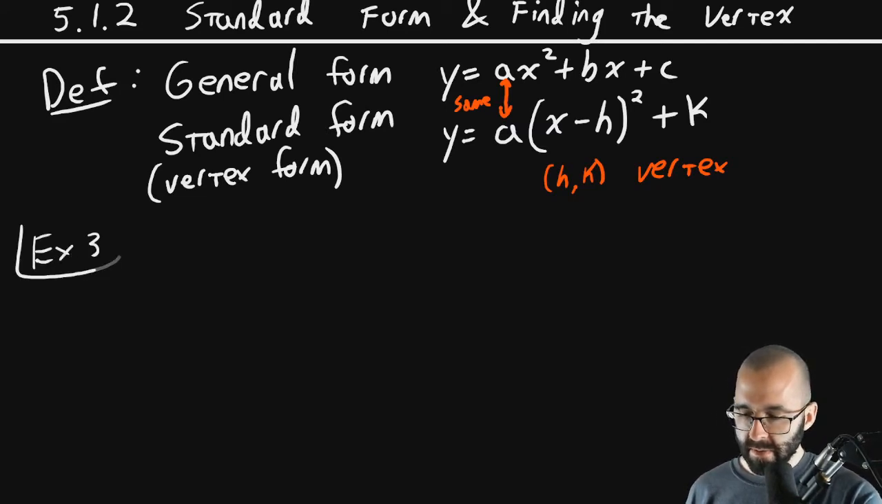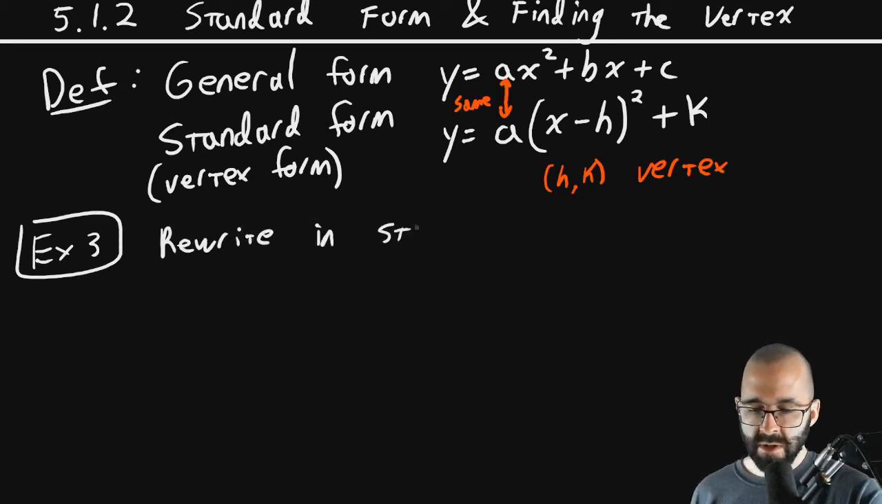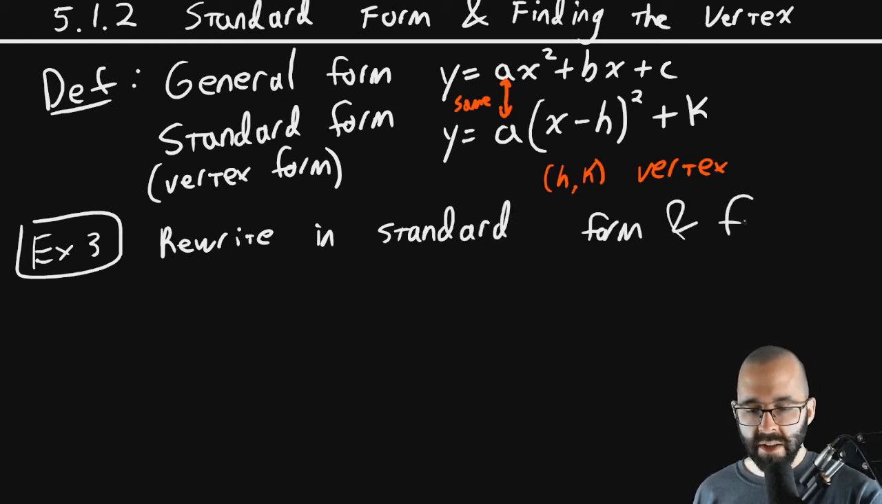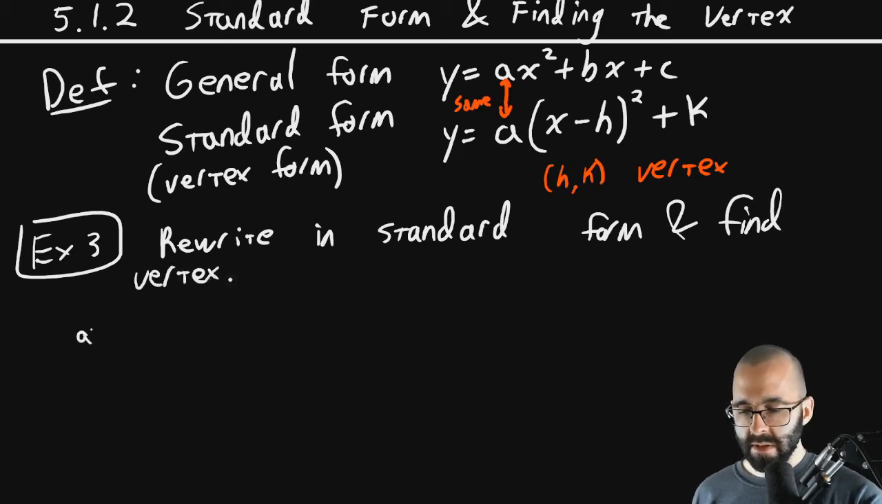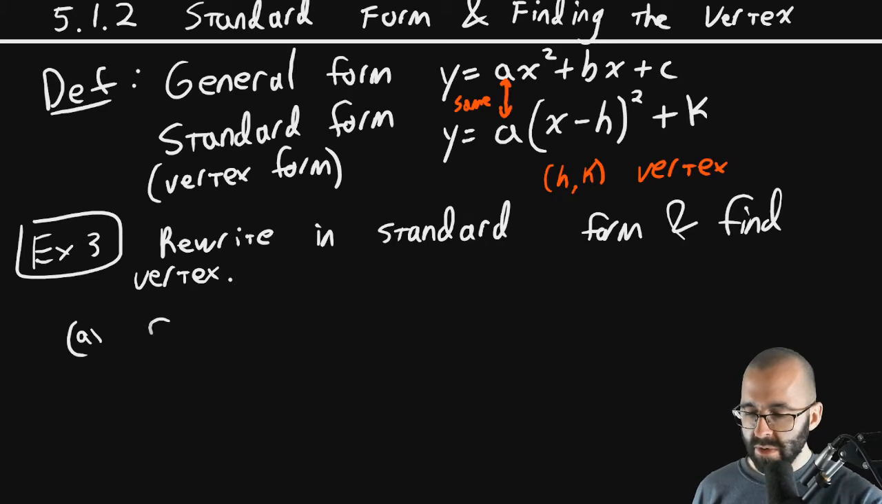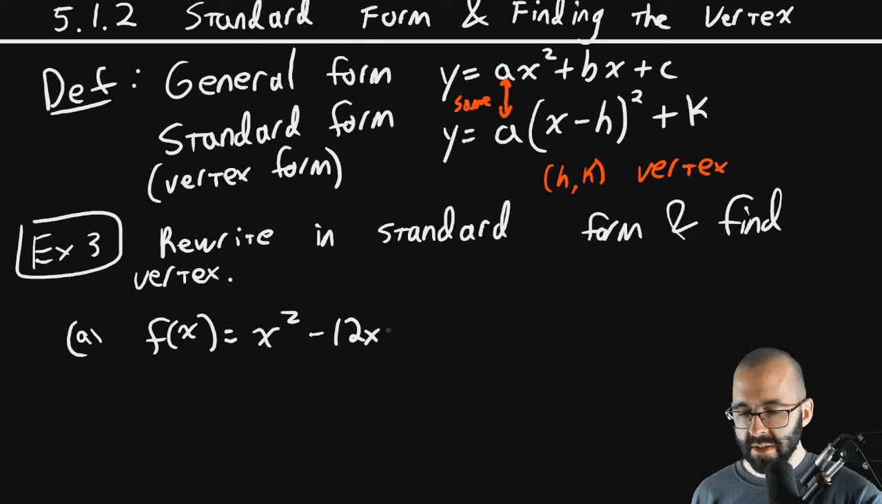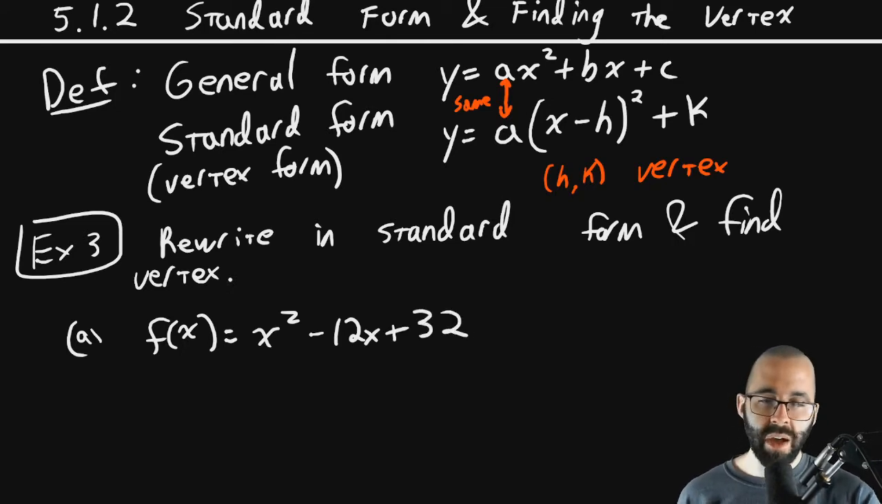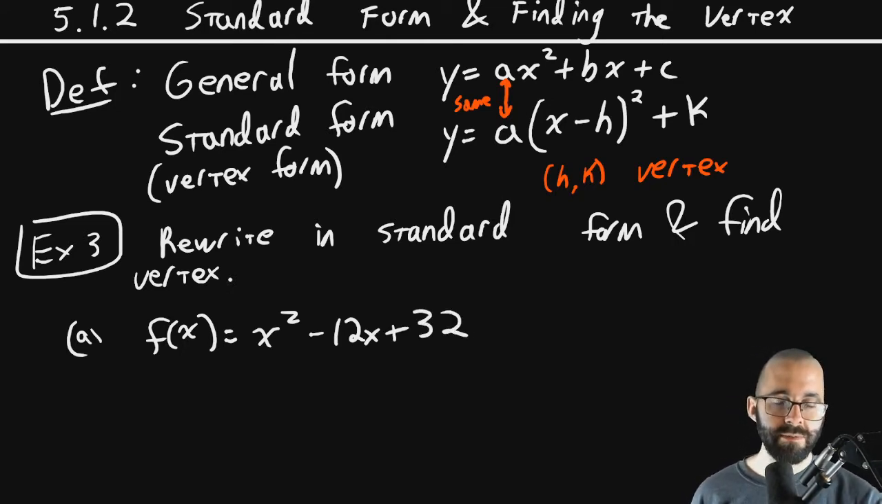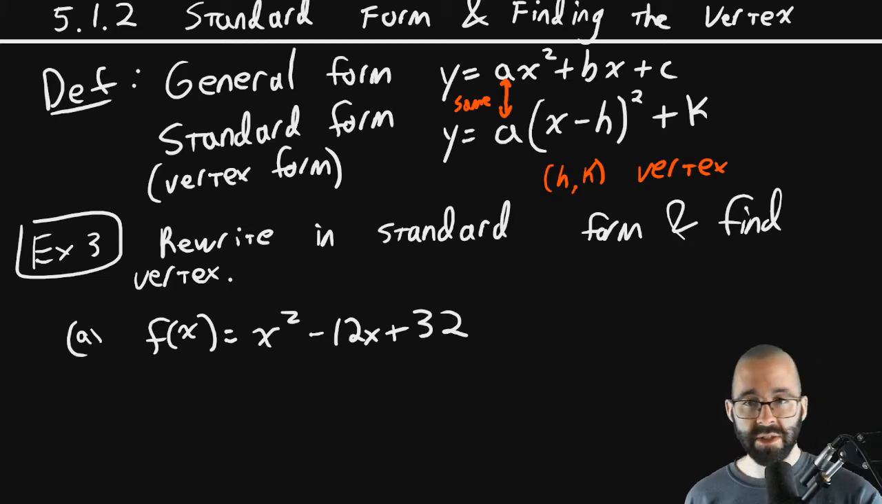Example 3. Rewrite in standard form or vertex form, same thing, and find the vertex. Now there's two ways of doing this. There's two ways of rewriting something in standard form. One is by completing the square, and the second method is by finding the vertex directly and then just using this formula. All right, so you have two options for these ones.